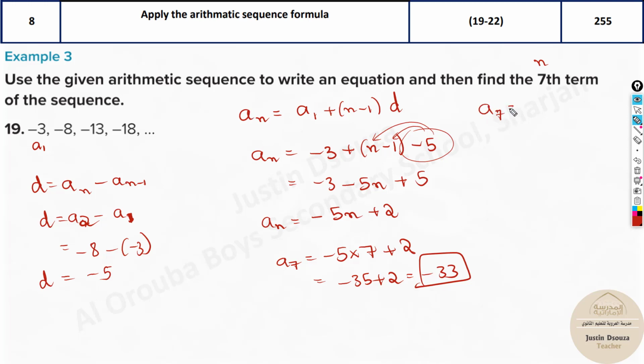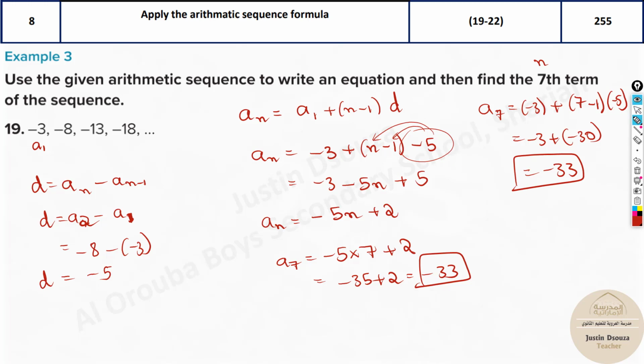Otherwise, in this formula, directly you can substitute in everything. So a7 will be equal to what? a1 is minus 3 plus 7, n is 7, minus 1 times d, that is minus 5. Now put this in a calculator, you will get the answer. Let's do it manually over here, and you can try it in the calculator. Minus 3 plus 7 minus 1 is 6. 6 times minus 5 is minus 30 over here. Minus 30, now minus 33. The same answer you will get. It doesn't matter which formula you use.